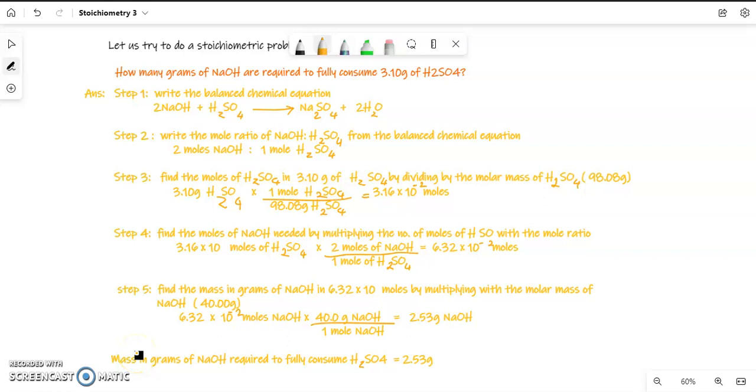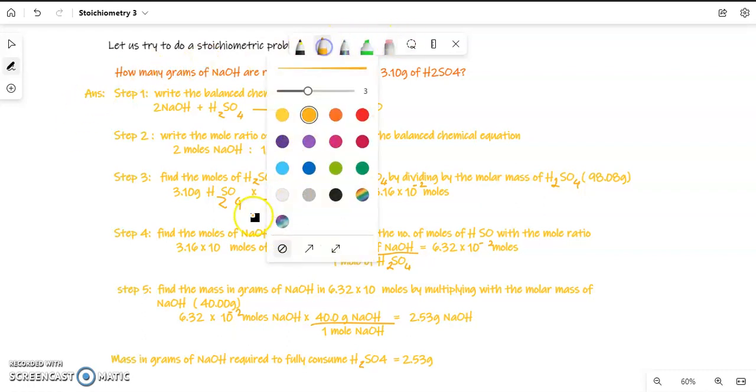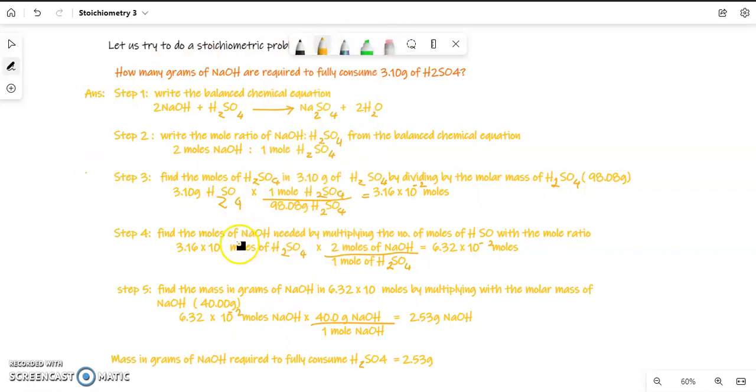Step 4. Now you have the moles of sulfuric acid. Use the mole ratio to get the moles of sodium hydroxide required. You do this by multiplying the number of moles of sulfuric acid that you just got with the mole ratio. So 3.16 into 10 raised to minus 2 moles of sulfuric acid is what you have.